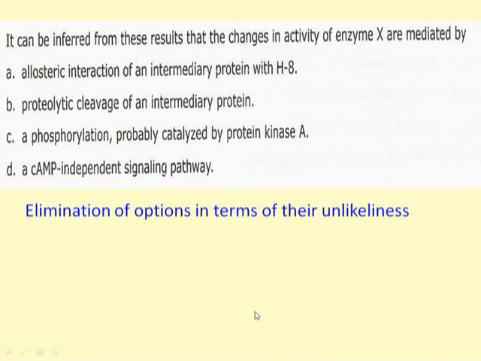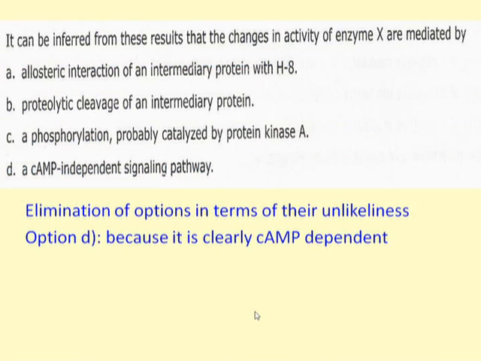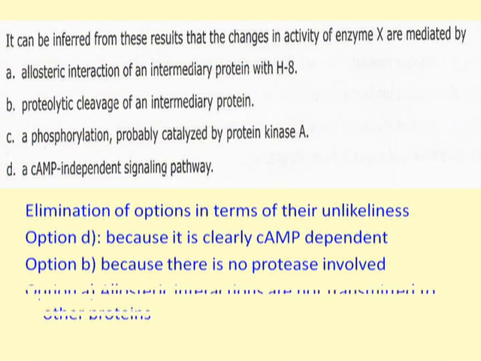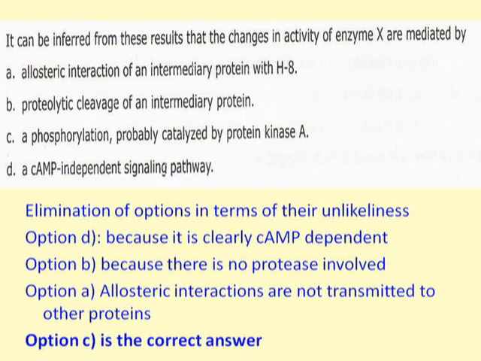So if we eliminate the options in terms of their unlikeliness, we eliminate option D, option B, option A, and we have only option C as the correct answer, that a phosphorylation event probably catalyzed by protein kinase A is what affects the enzyme activity.